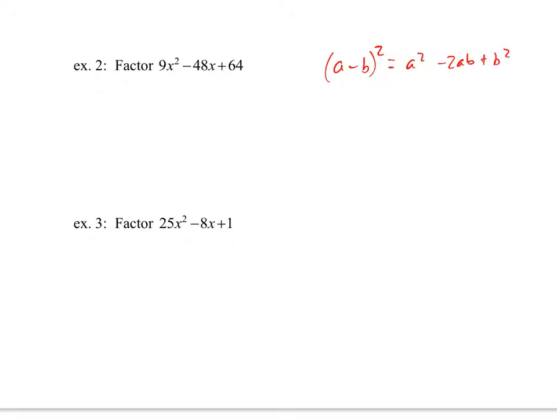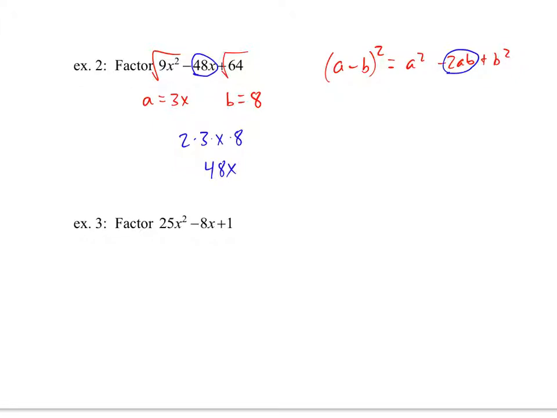So let's check and see if it does. If I square root this, that's going to give me a, agreed? So a is going to be 3x. If I square root this, that gives me b. b is going to be 8. So now we want to check and see, does the 2ab fit this 48x? Well, 2 times 3x times 8. 2 times 3 times 8. 6 times 8 is 48.